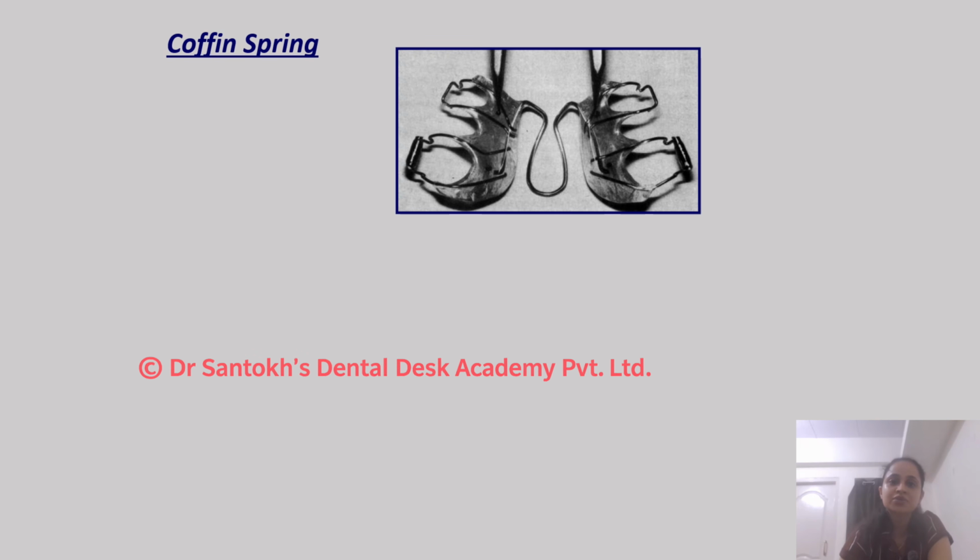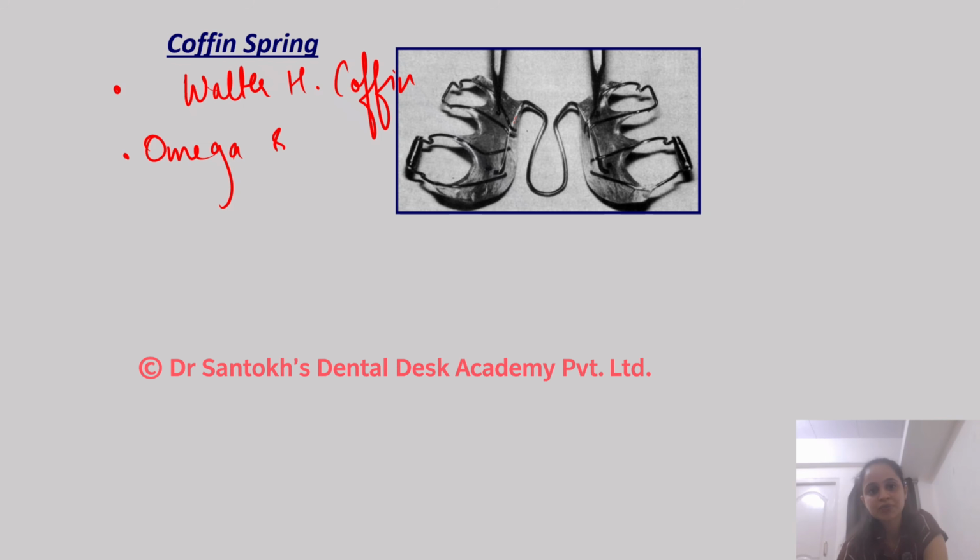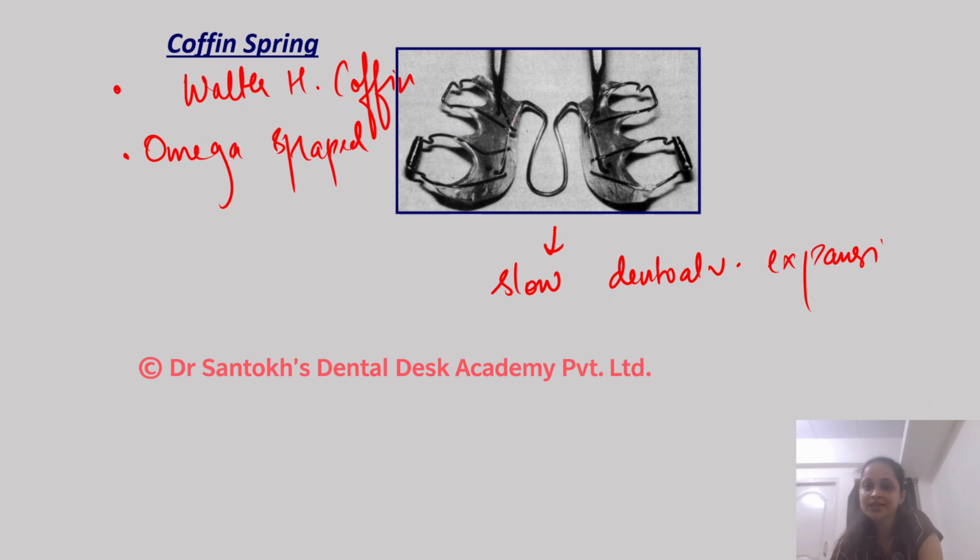Next, coming to the coffin spring. This was introduced by Walter Coffin. This is a coffin spring which is omega shaped. So what is the use of this coffin spring? It is used for slow dentoalveolar expansion. You incorporate this coffin spring, you split the acrylic in between, and you activate it. So this is a coffin spring which is used for your expansion. These are the different springs. So springs are the active components of the removable appliances.